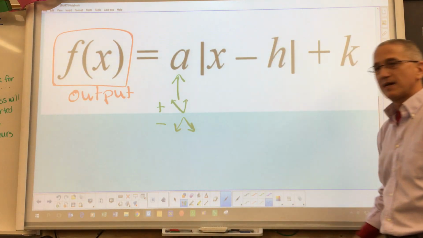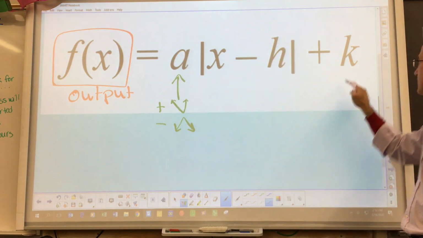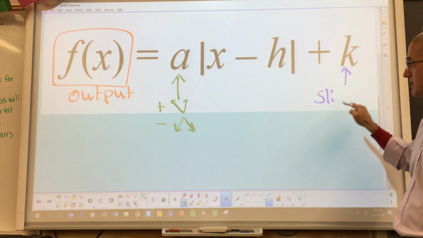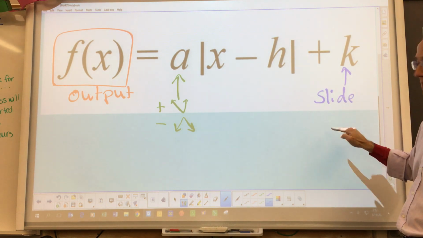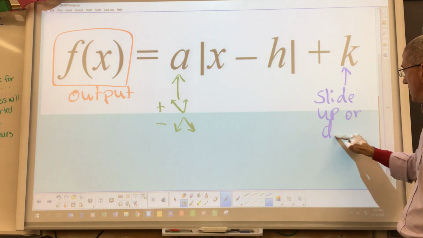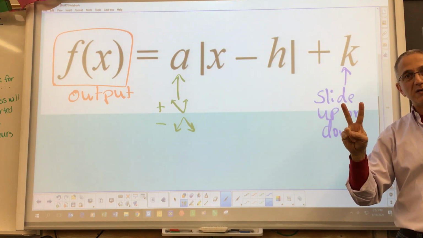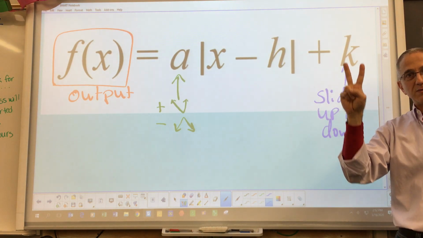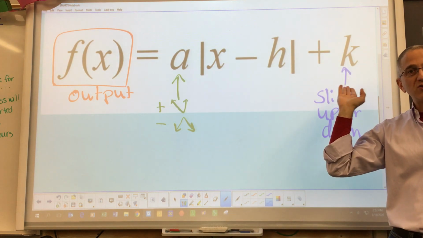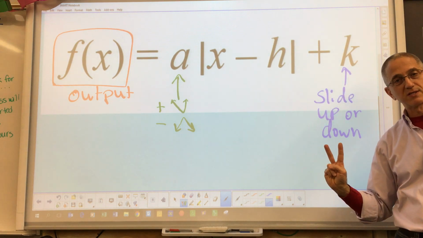Okay, look at K now. K takes a whole graph and just moves it up or moves it down. It's a translation up or down. If it says +3, what it does is goes 1, 2, 3, all done. It slides up 3. Whatever you see, you do. -7, 1, 2, 3, 4, 5, 6, 7, slides down 7.